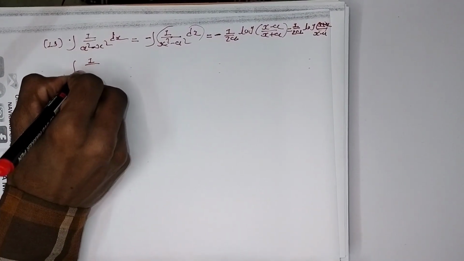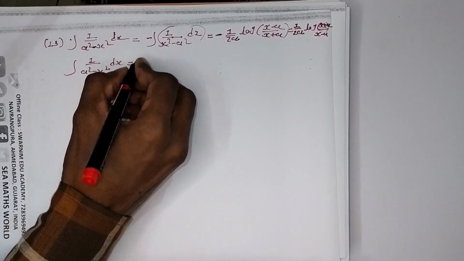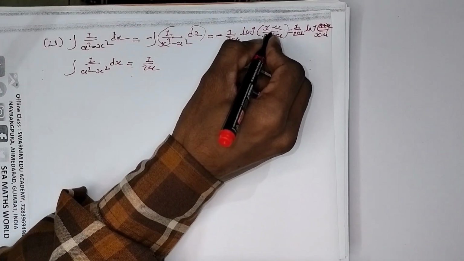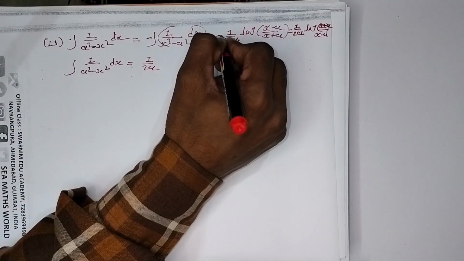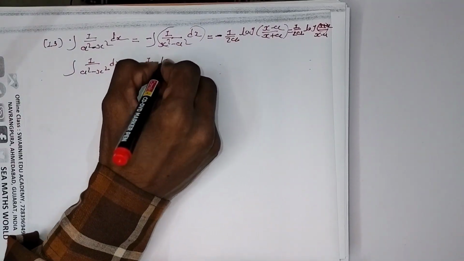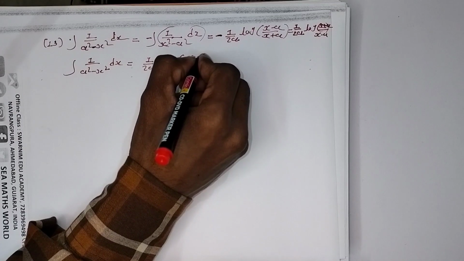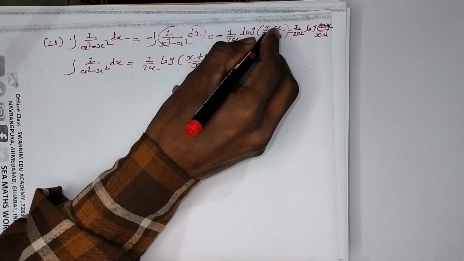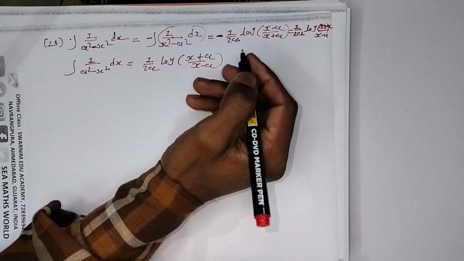Okay, I'm writing this down again here. 1 upon a square minus x square. Integration is 1 upon 2a. We are interchanging numerator and denominator, so minus will come out. Here is already minus, so that minus minus will become plus. So x plus a upon x minus a. We have interchanged numerator and denominator of the log term, minus will come out, that minus minus will become plus.